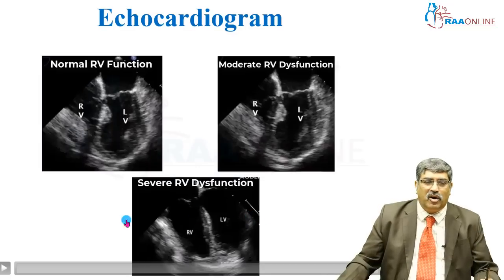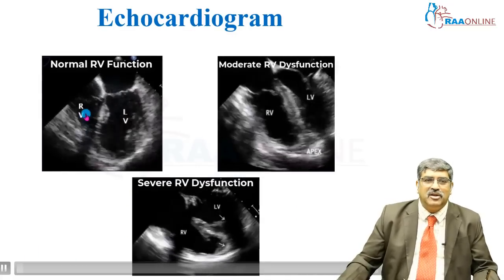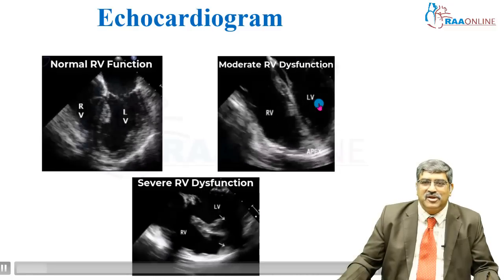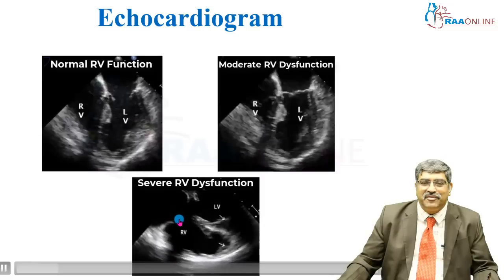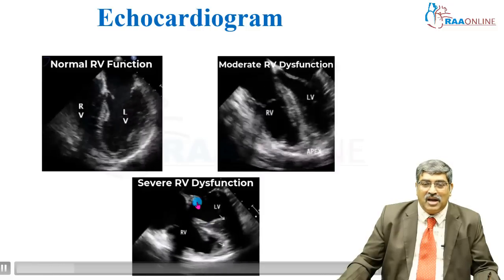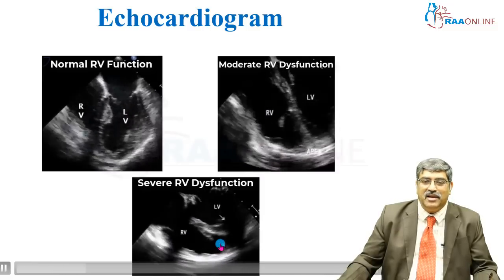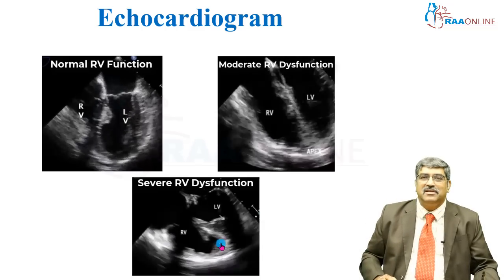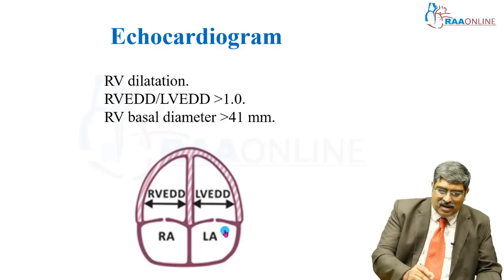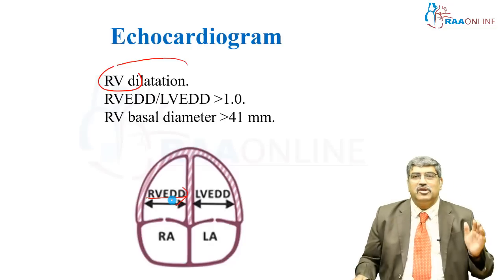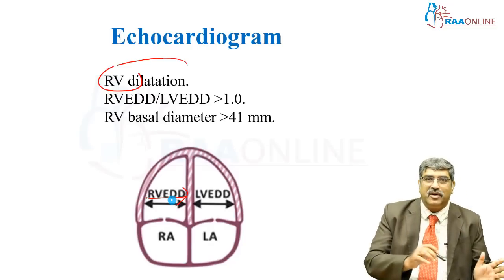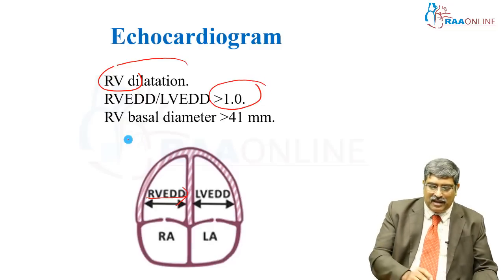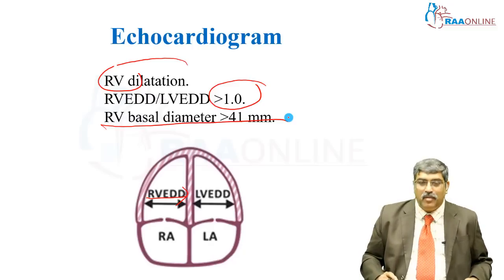Normally on eyeballing the right ventricle, the right ventricle is usually smaller than the left ventricle. In moderate, the right ventricle size is equal to the size of the left ventricle. In severe RV dysfunction, the right ventricle is larger than the left ventricle and the apex is formed by the right ventricle. This is a standard eyeballing to say whether the right ventricle is normal or not. So, first is RV dilatation. When you compare the diastolic diameter of the left ventricle and right ventricle, the right ventricle diameter will be more than the left ventricle, and the basal diameter greater than 41 millimeter.